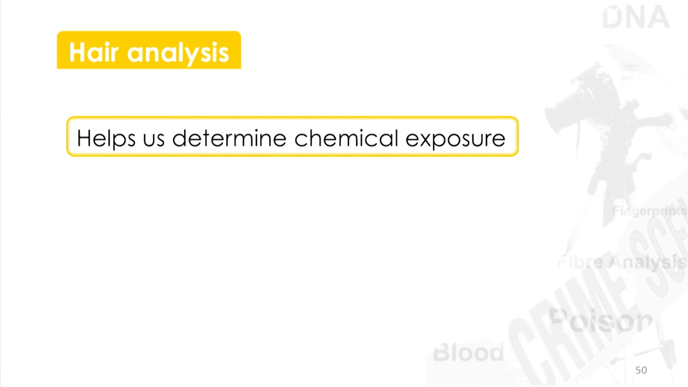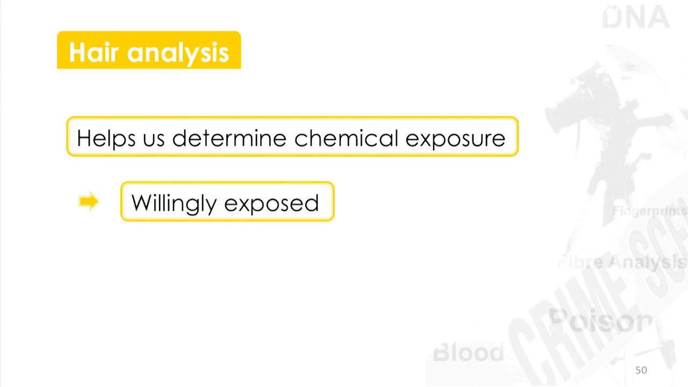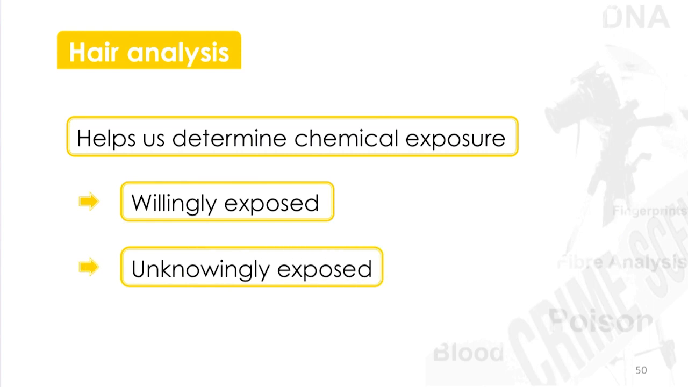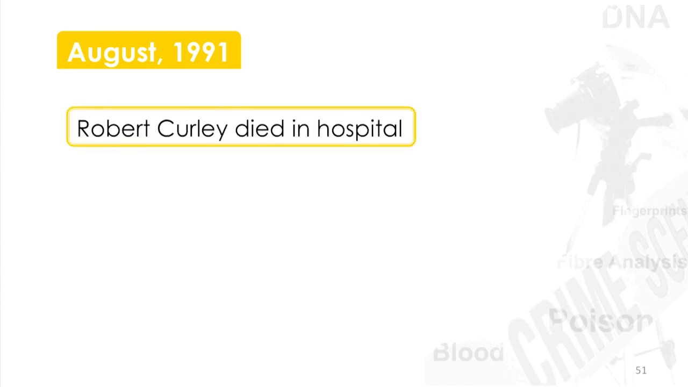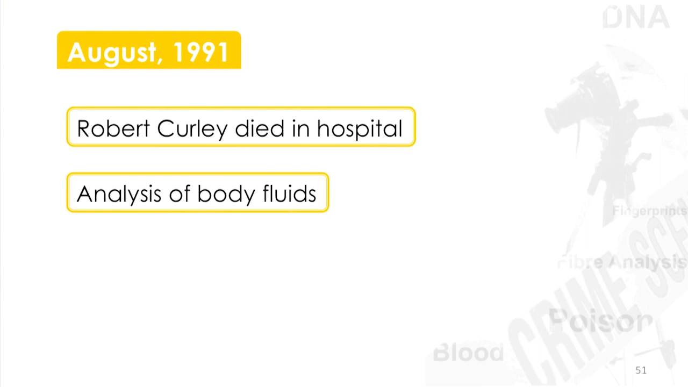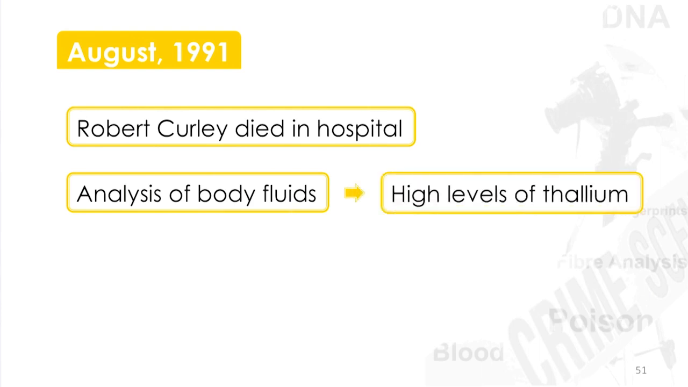In the case of ketamine, we're determining whether someone willingly exposed themselves to that chemical. It can also tell if someone was unknowingly exposed to a chemical. So Robert Curley died in August 1991, and analysis of his body fluids showed high levels of the toxic element thallium. And thallium, of course, is an element that we'll meet again in a lecture on toxicology.